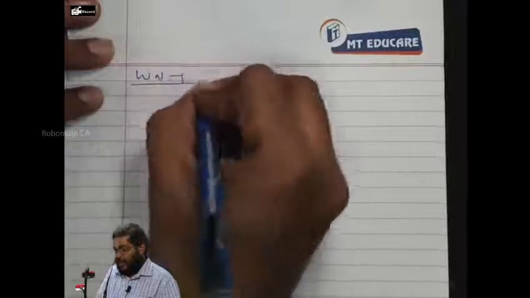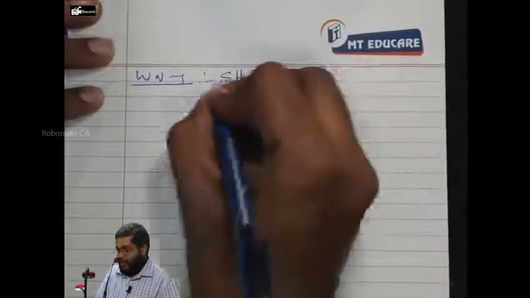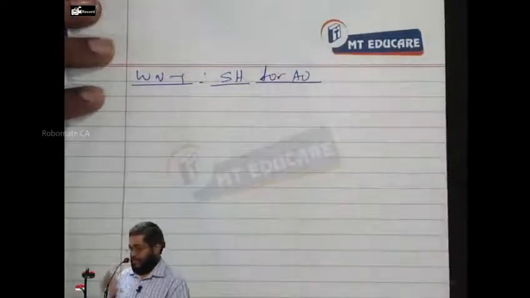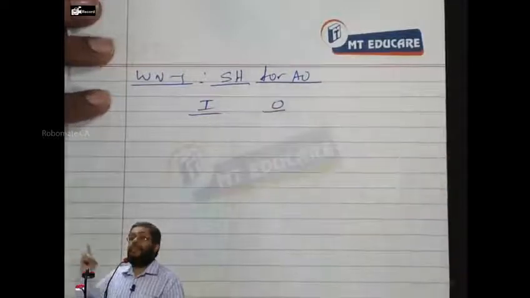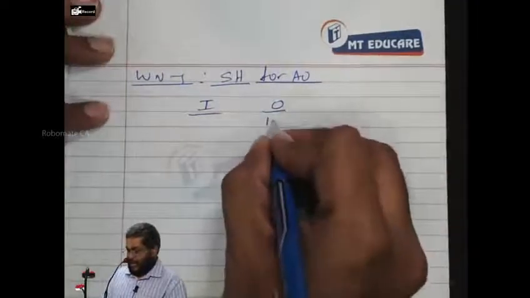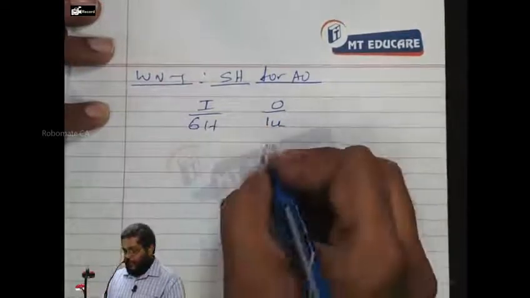Working note number 1 is what? Standard hours for what output? Actual output. That's the meaning of SH. Can you perceive? Now, input, output. Tell me, the budget says for every unit, how many hours allowed? 6 hours allowed. I produce how many units?